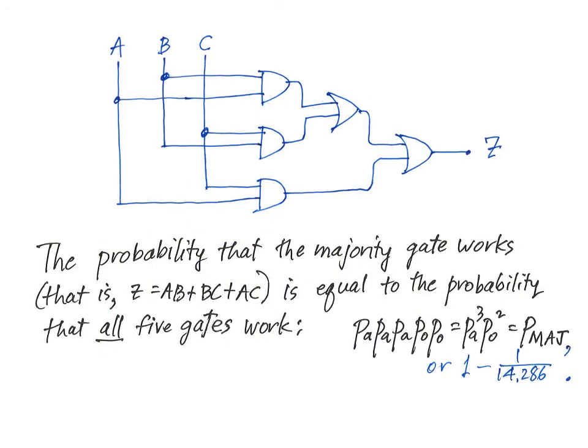And the probability that it works is based on the probability that each of those 5 gates works. So 3 AND gates, p sub a cubed, times 2 OR gates, p sub o squared, equals the probability that the majority gate works, and that is 1 minus the failure rate, 1 in every 14,000 or so. So it's got a high reliability compared to the NOT gate.